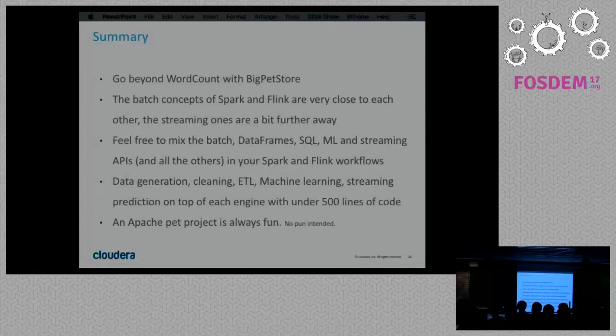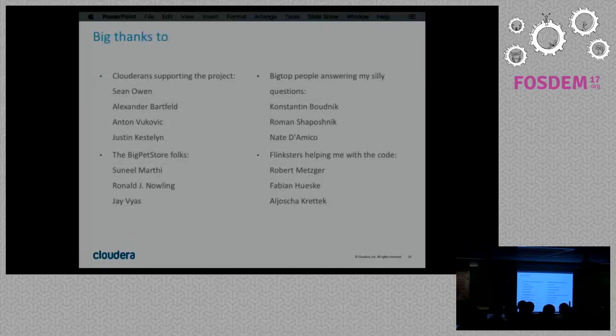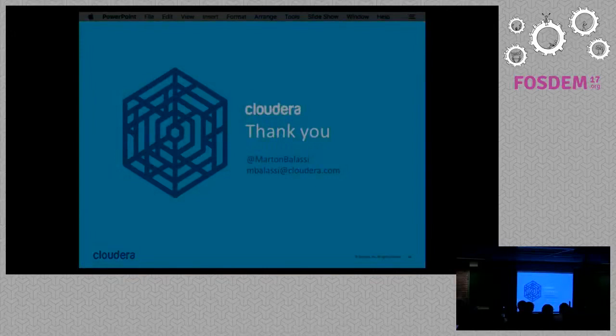So, as a summary, you should definitely go beyond word count with BigPetStore. The batch concepts of Spark and Flink are very close, but they have differences in streaming. You have seen a lot of use cases with under 500 lines of code, and it's available on GitHub, and you are very welcome to check it out. And of course, an Apache pet project is always fun. Big thanks to the guys who have helped me to accomplish the project itself, and thank you very much for listening.